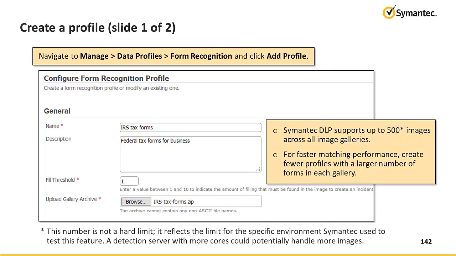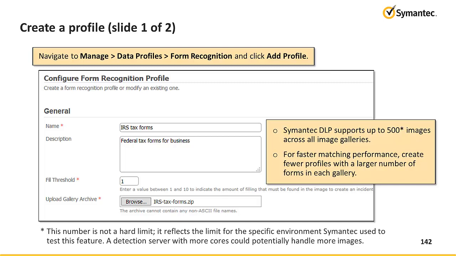To associate the baseline forms with a policy, you first create a form recognition profile that points to a zip archive you created, referred to as an image gallery in the Enforce Administration console. When you save the profile, the zip gallery is uploaded to the Enforce server and indexed. In Symantec's test environment, Symantec DLP has demonstrated it is capable of supporting up to 500 images across all image galleries. However, a detection server with more cores could potentially handle more images.